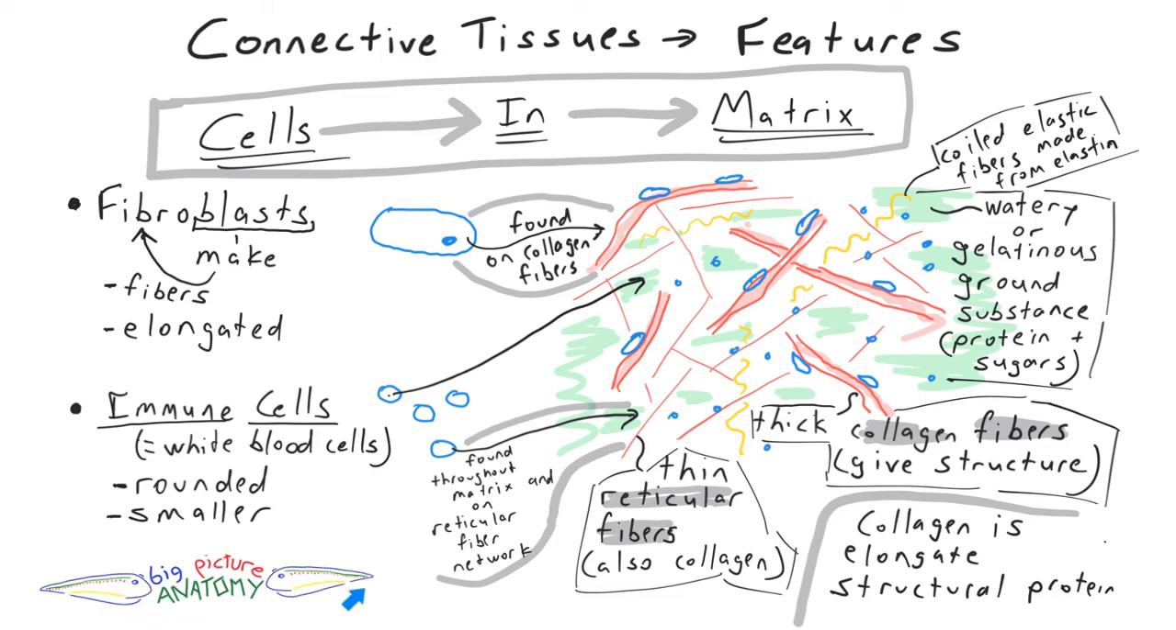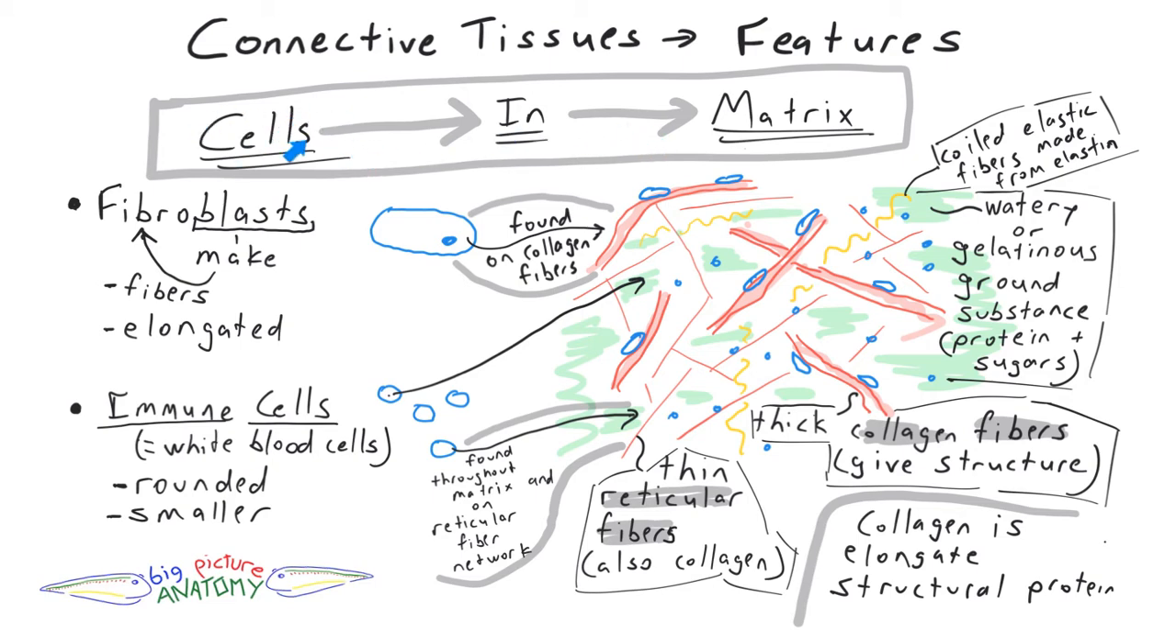All right, this is Big Picture Anatomy with a look at connective tissues overview. First, let's take a look at just the general features of connective tissues. Remember, these are always characterized by having cells that are dispersed throughout a matrix, as opposed to, let's say, an epithelial tissue where the cells are all stuck together in a thin sheet.